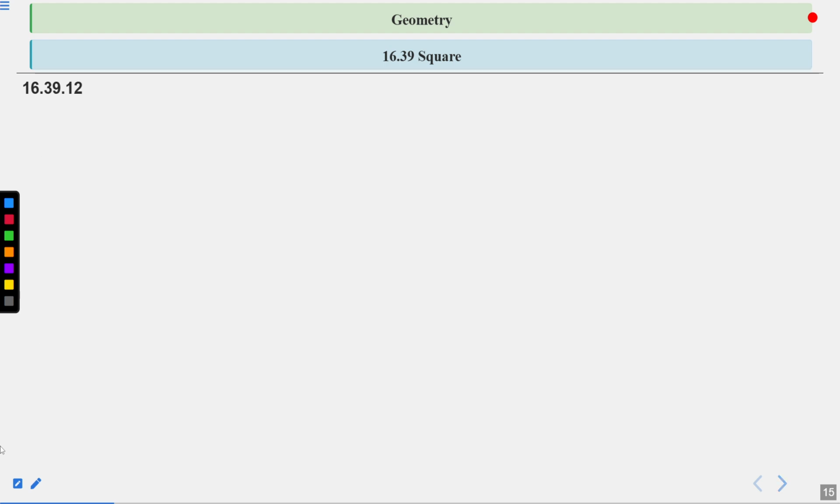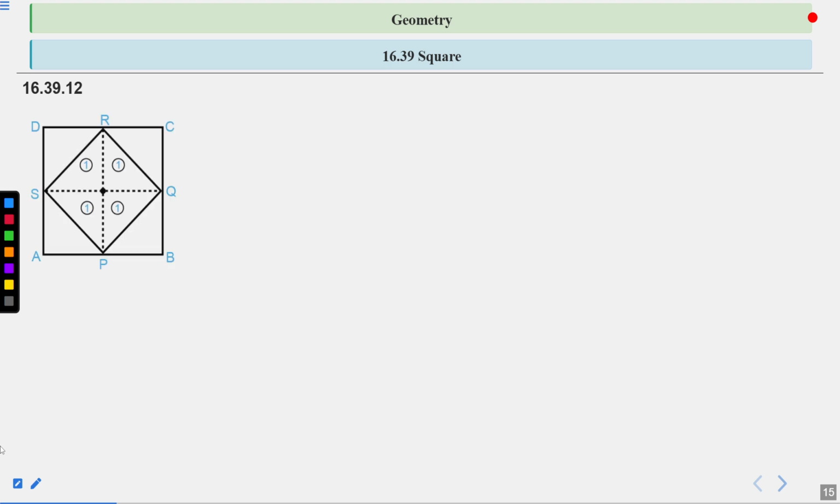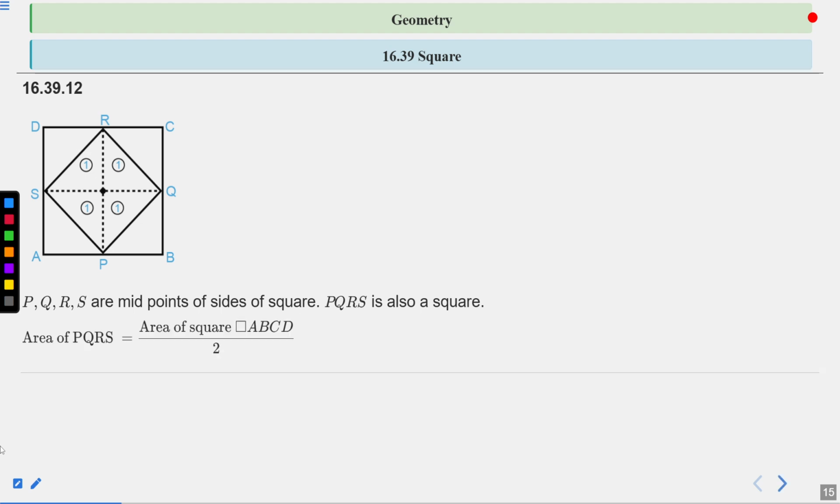Next formula, 16.39.12 of the square. This is the diagram of the square in which P, Q, R, S are the midpoints of the sides. So PQRS is also a square. The area of PQRS will be the area of the square ABCD divided by 2. We get the area of PQRS.